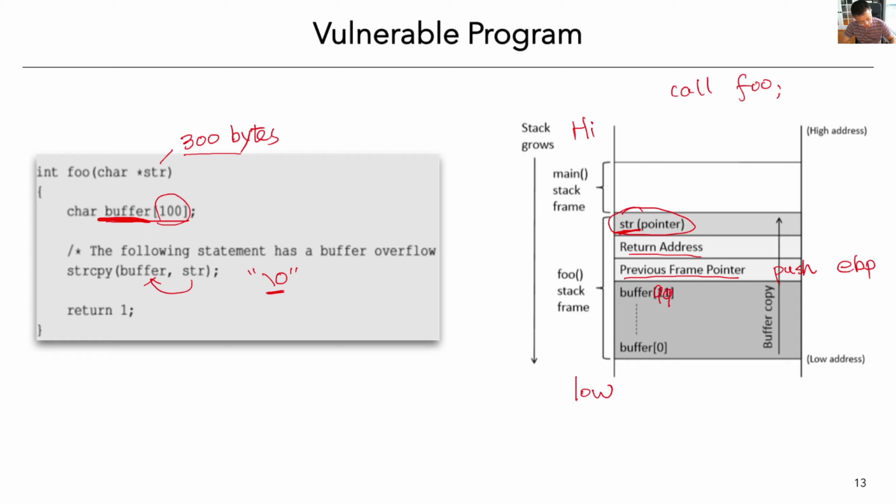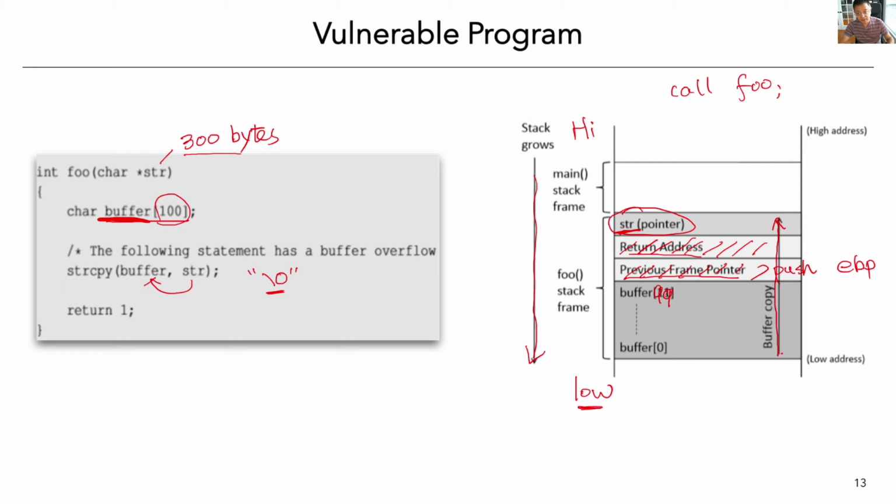Because this is the low address, right? When you copy something, you actually copy from a low address to a high address. So this is the direction of buffer copy, and this is the direction of stack growth. They are in opposite directions. So because the buffer is copied in this direction, when the buffer overflow happens, it's going to override the previous EBP and also override the return address.